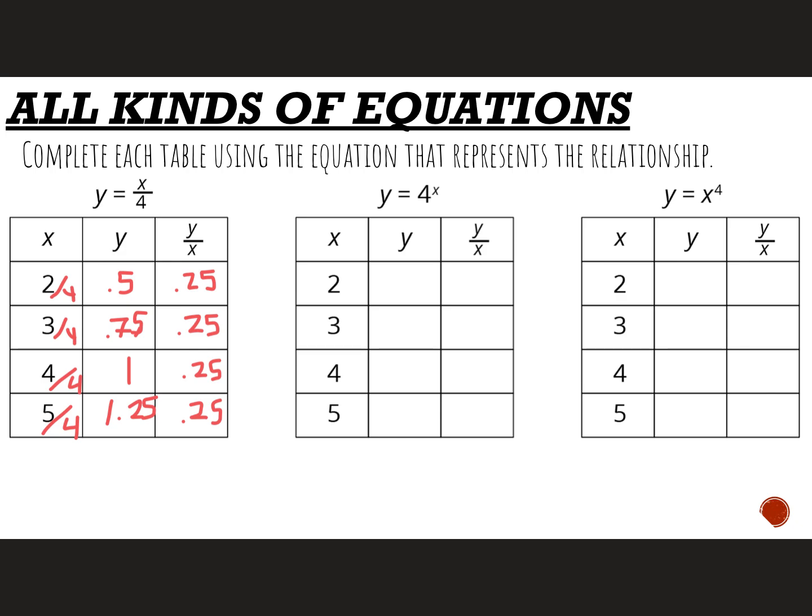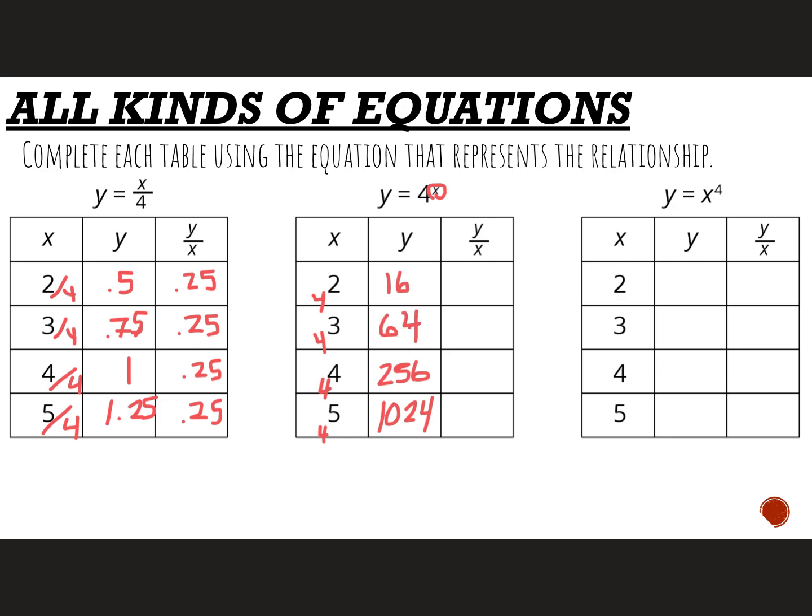And the next one, we're making the x an exponent. So we're going to have 4 to the exponent of 2, 4 squared, which is 16. Then we have 4 to the 3rd power, which would give me 64. And then 4 to the 4th power would give me 256. And 4 to the 5th power would give me 1024.